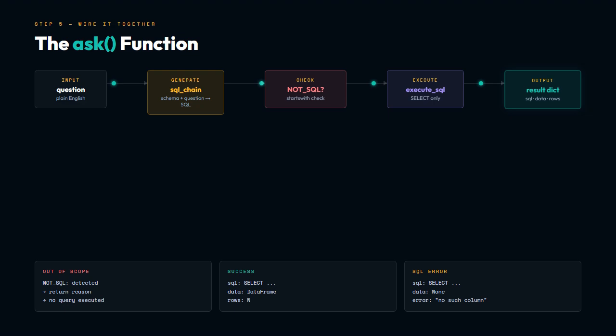Out-of-scope question. Return the reason directly. No wasted query. Third, valid SQL gets executed and returns a data frame. The not SQL check is just a starts with call. No regex. No parsing. 1 line separates valid SQL from honest refusals.